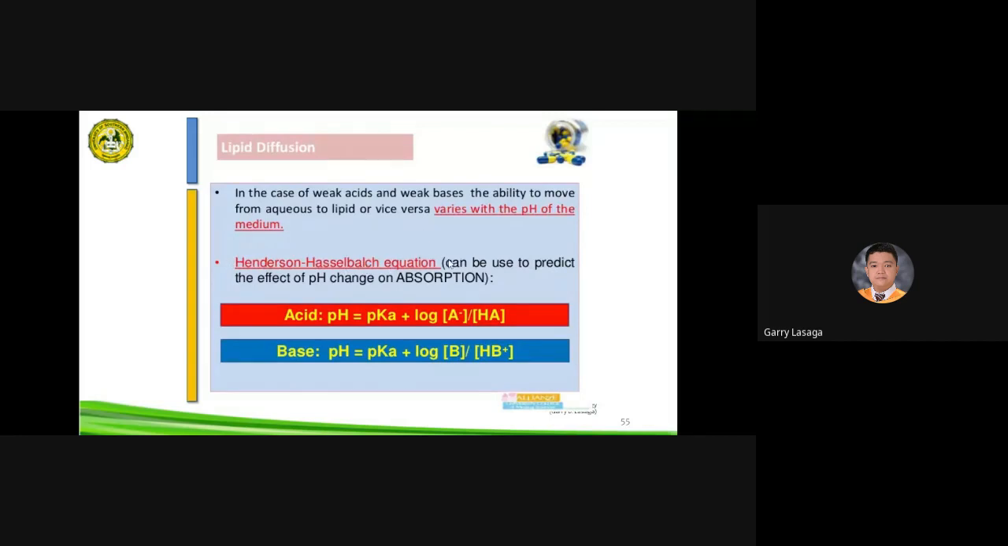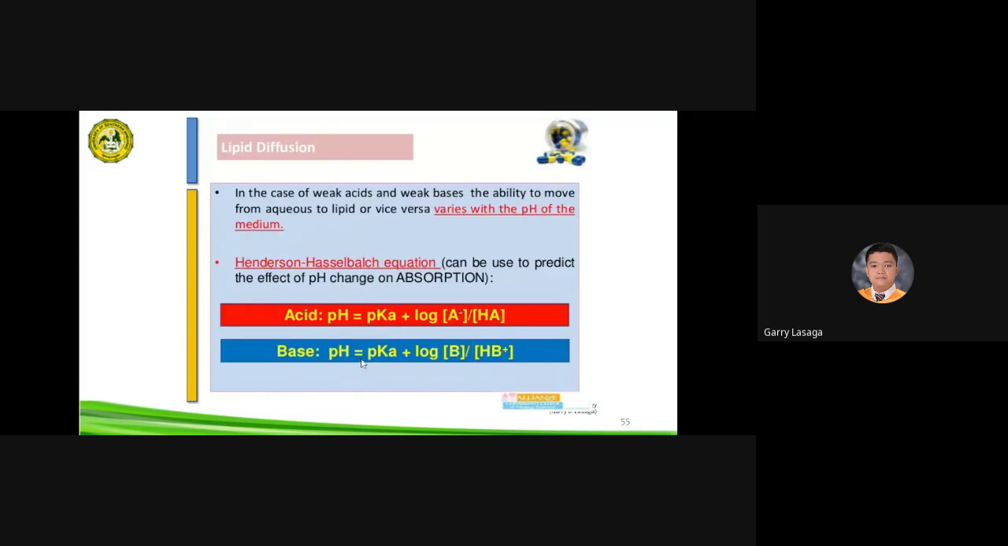This particular concept is also explained by the Henderson-Hasselbalch equation, and this equation is important to predict the effect of pH change on the absorption of a particular drug. For acids, the pH is equal to the pKa plus the logarithm of the unionized over ionized form. For the base, the pH is equal to the pKa plus the logarithm of the unionized over the ionized form of the drug.